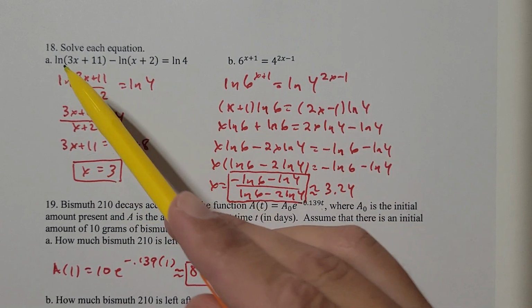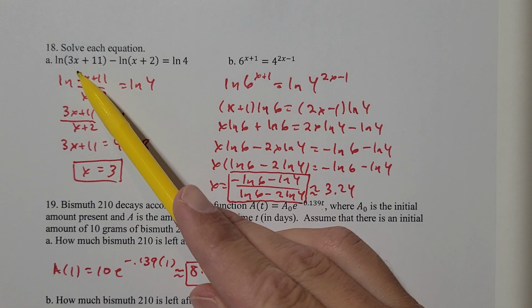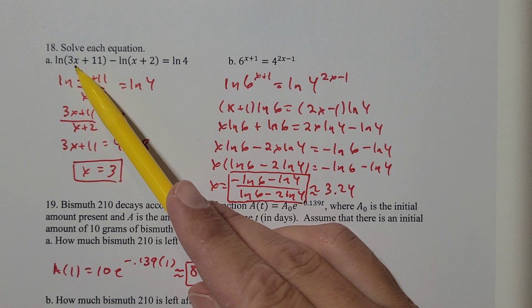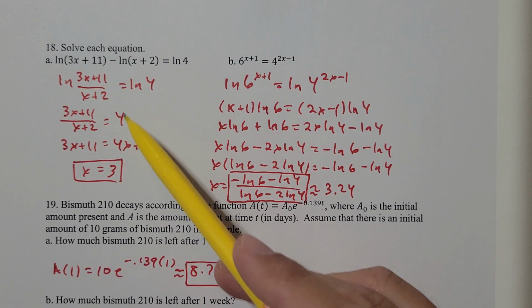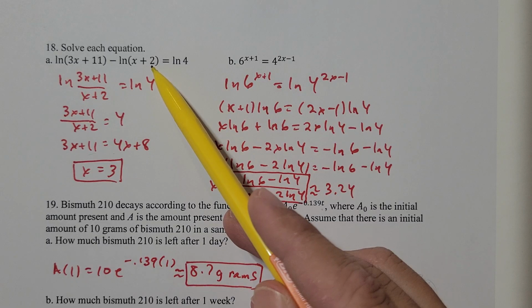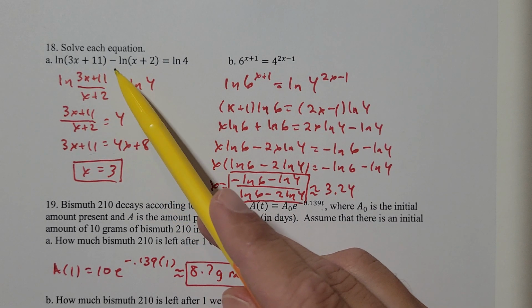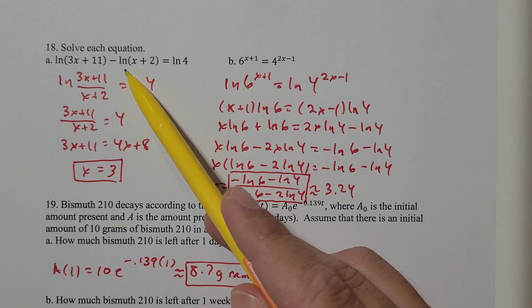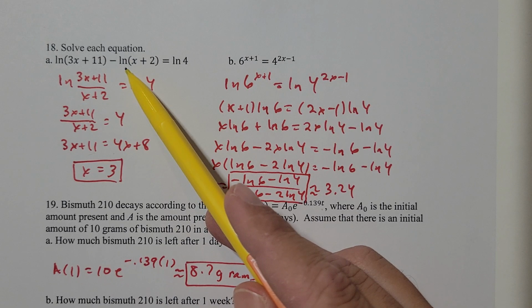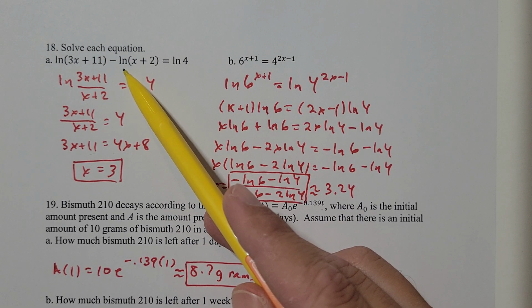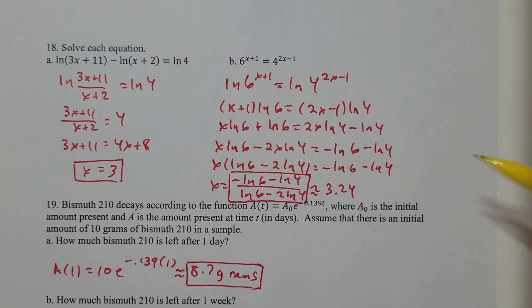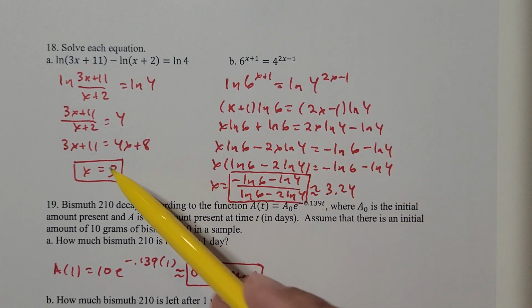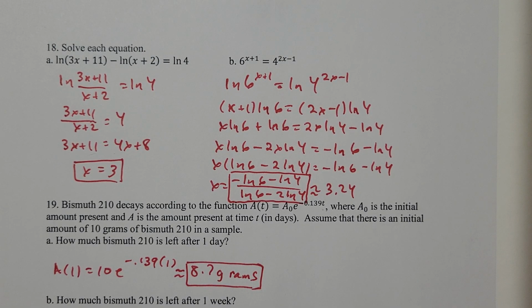So let's go ahead and plug 3 into the equation there. 3 times 3 is 9, plus 11 is 20. And over here, 3 plus 2 is 5. I have the ln of 20 minus the ln of 5. Well, I can divide those inner terms. 20 over 5 is 4, so that gives me the ln of 4. The ln of 4 is just a number, right? So I have the ln of 4 equals the ln of 4. That's true. So x is 3. That's the answer.